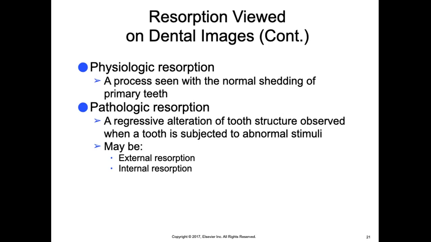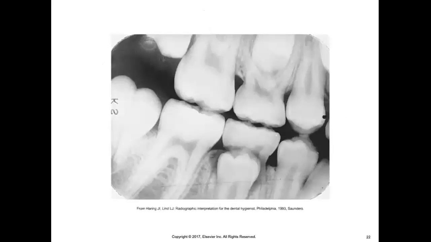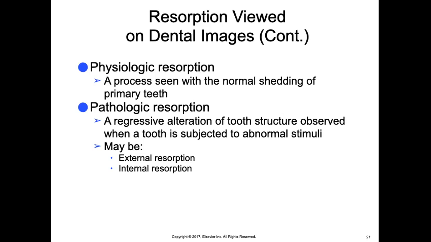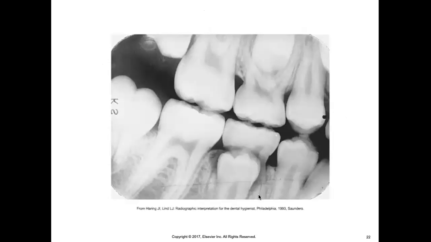So the primary tooth is shed when resorption of the tooth is complete. So here we have an example of resorption where we have a primary tooth or a baby tooth that is still in the mouth. And below it, you can see the permanent teeth growing under. And this is causing the resorption. And this is a normal process of the patient shedding their baby teeth and growing their permanent teeth in.